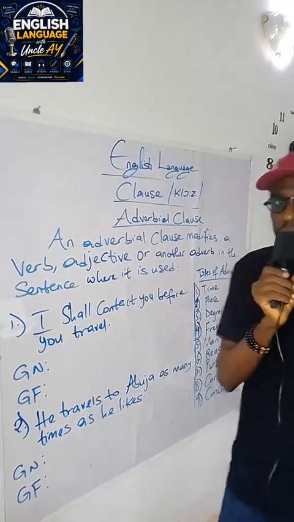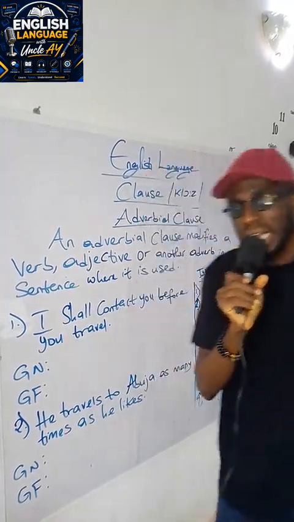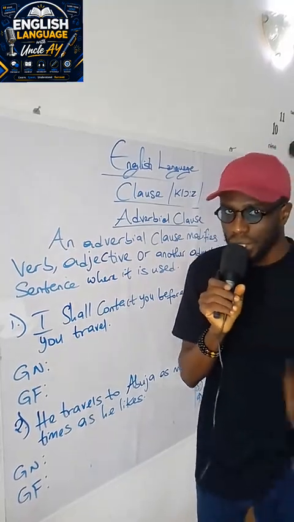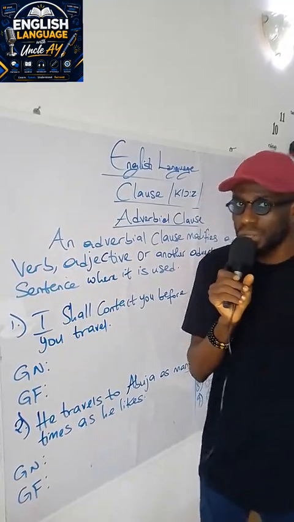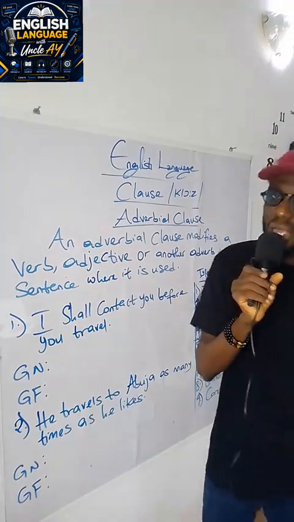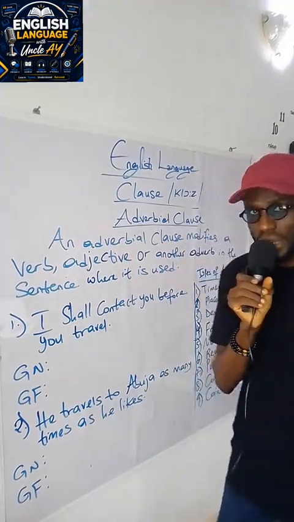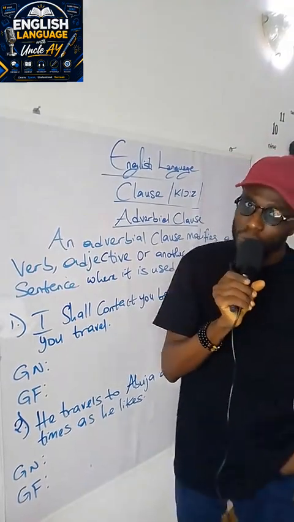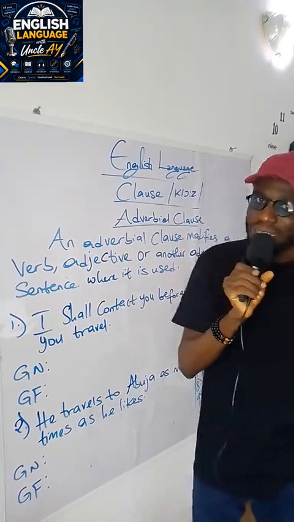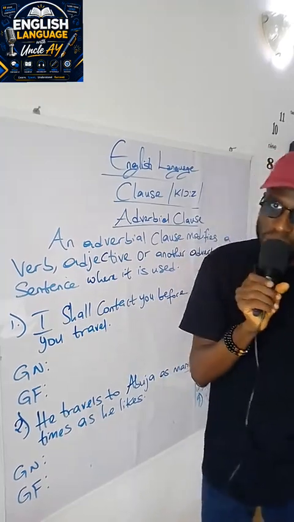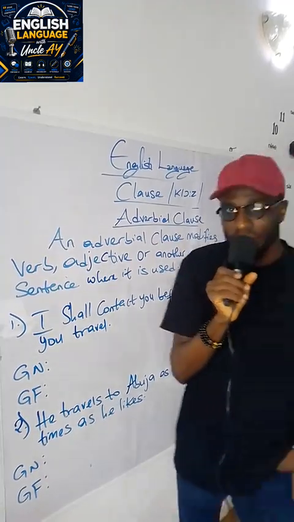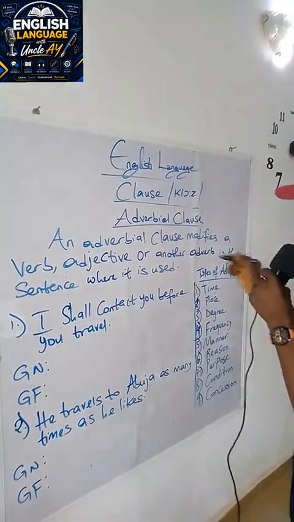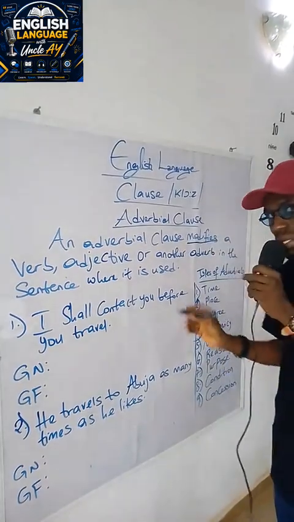So the question is, what is an adverbial clause? An adverbial clause is one that modifies a verb. It doesn't end there. It goes on to modify an adjective or another adverb in the sentence where it is used. So let me go over that again. An adverbial clause is a clause that modifies a verb. It also modifies an adjective or another adverb in the sentence where it is used. So let's take note of the key word here, modify, right?